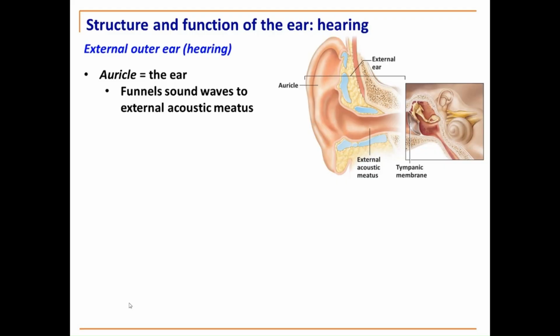So when we're thinking about the structure and function of the ear, we've got the external outer ear, which is all involved with hearing. This is also known as the auricle or the ear, and it funnels the sound waves in through the external acoustic meatus. Remember, that's also called your ear canal, moving towards the tympanic membrane, which is the boundary between the external ear and the middle ear, where your auditory ossicles are.